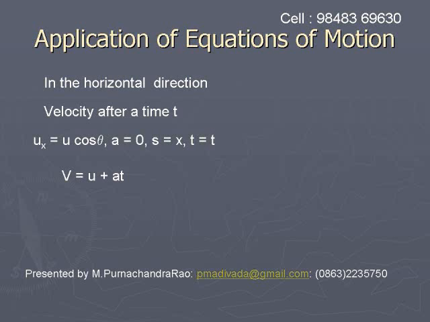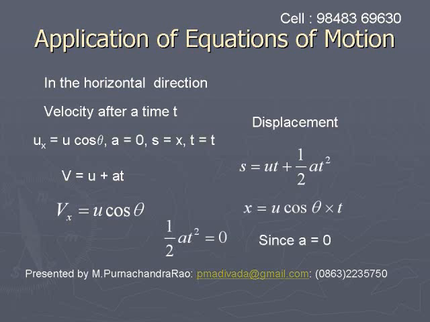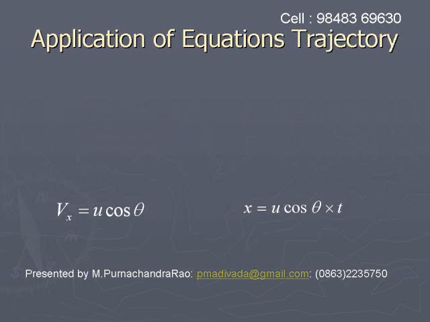So from the relation v is equal to u plus at, we will get vx is equal to u cos theta. Since a is 0, at becomes 0. So vx is equal to u cos theta. To find the displacement along x-axis, let us take the relation s is equal to ut plus half at square. So x is equal to u cos theta into t. Because a is 0, half at square becomes 0. So these are the relations for finding the displacement and velocity along x-axis. Vx is equal to u cos theta and displacement x is equal to u cos theta into t.